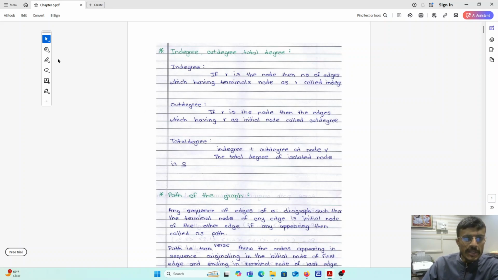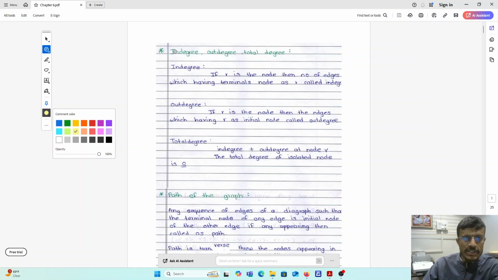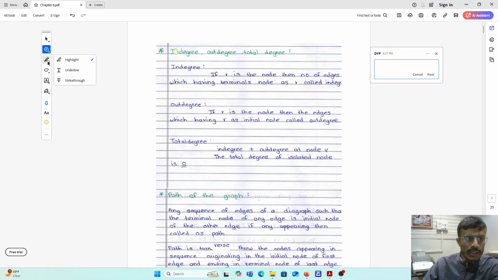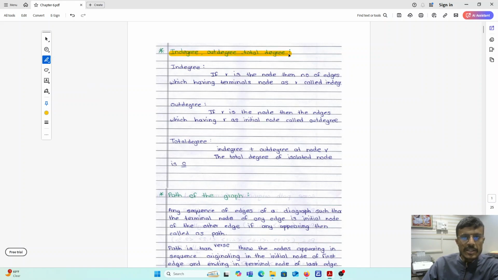Now talking about the very first important point from the point of view of the examination: what is meant by in degree, out degree, and total degree? In degree is the number of edges terminating at a specific node, called the in degree of that node. Out degree means the number of edges starting from that particular node. Total degree is in degree plus out degree. And one more thing: an isolated node has total degree equal to 0.